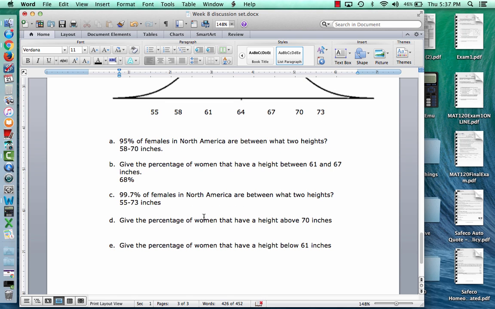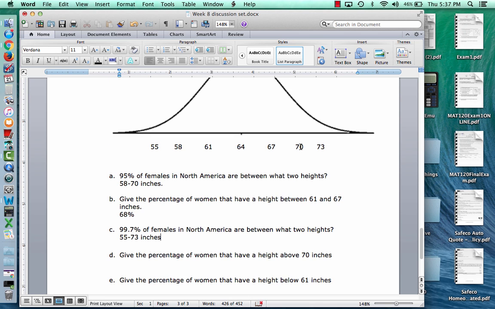Give the percentage of women that have a height above 70 inches. Well, 70 inches is 2 standard deviations above the mean, and we know that 95% of the data is within 2 standard deviations of the mean, but we want to know the percentage that's above it. Well, if I know that 95 is within 2 standard deviations of the mean, from 58 to 70, then there must be 5% outside of it, in 2 equal tails. If I take that 5 and divide it by 2, I get 2.5%. 2.5% should be above 70, 2.5% should be below 58, but we're asking for above 70.